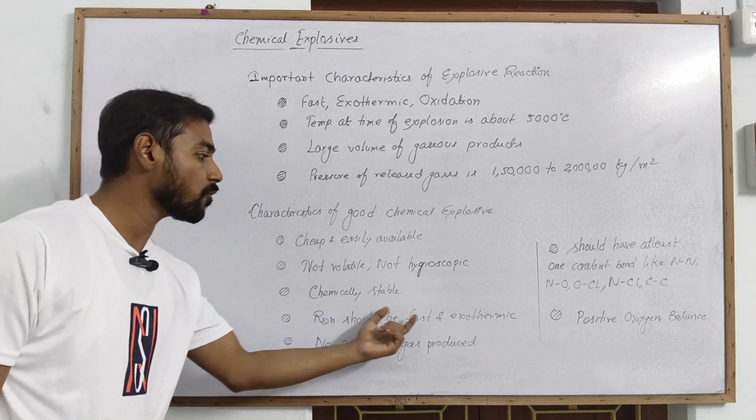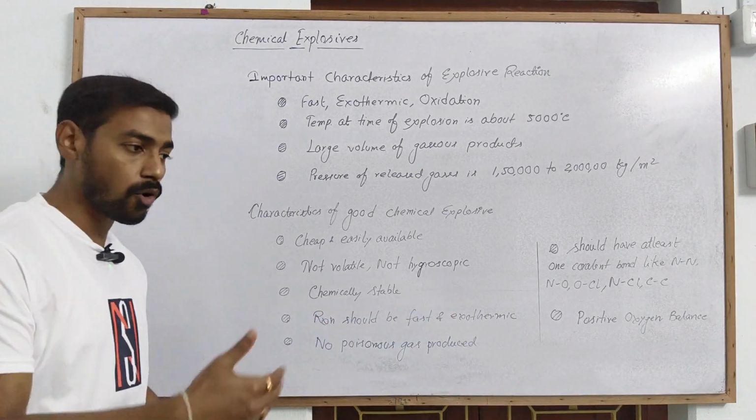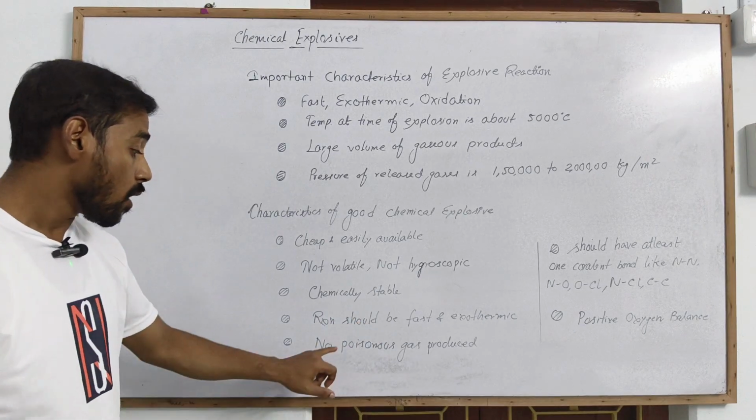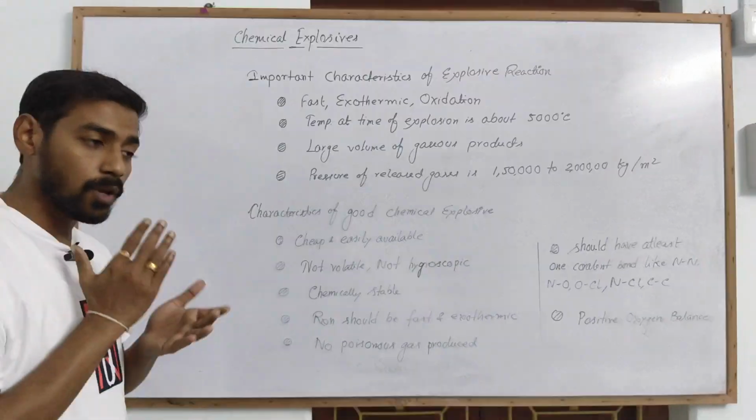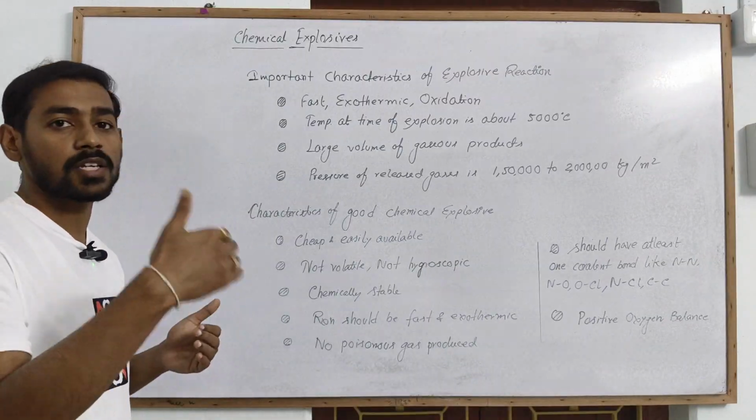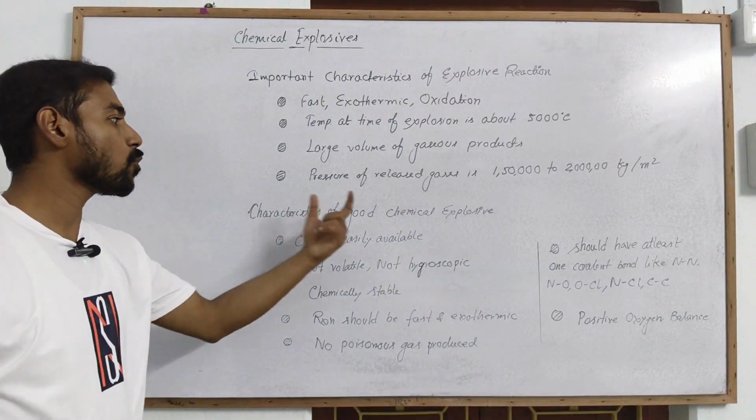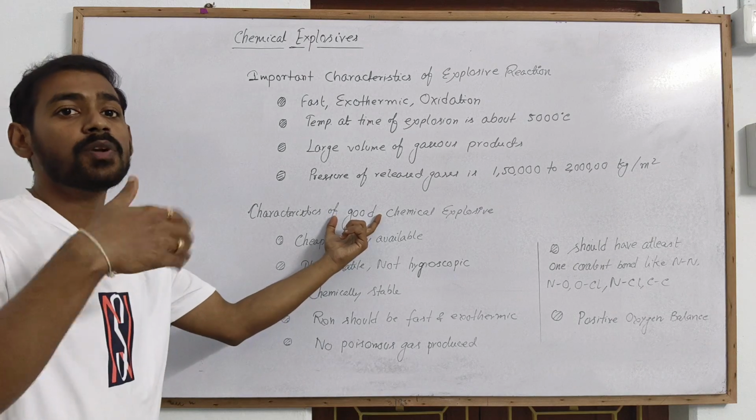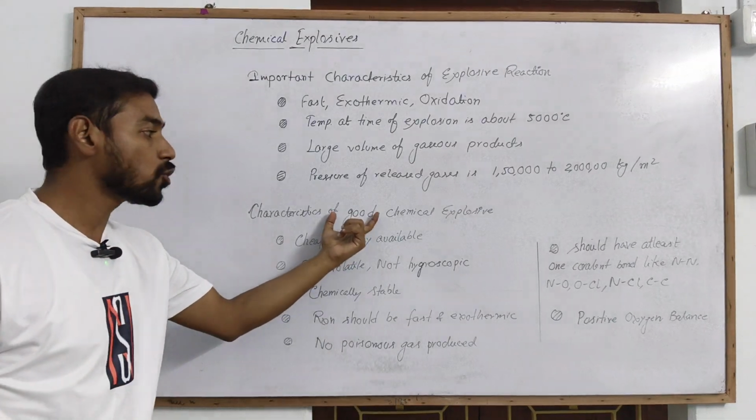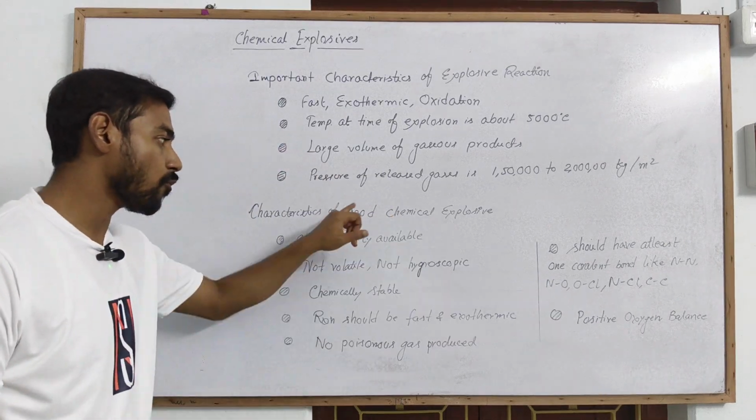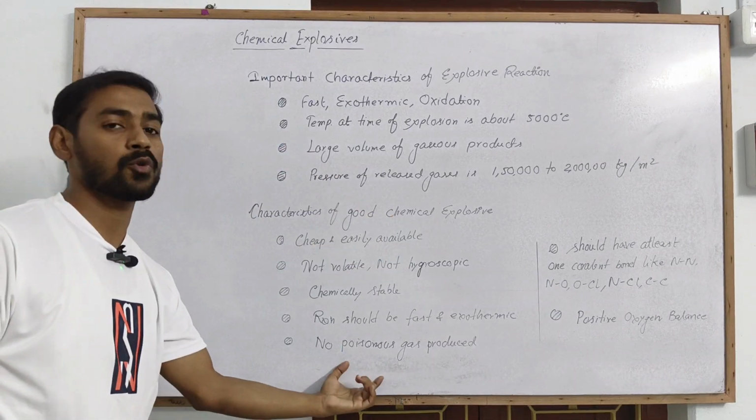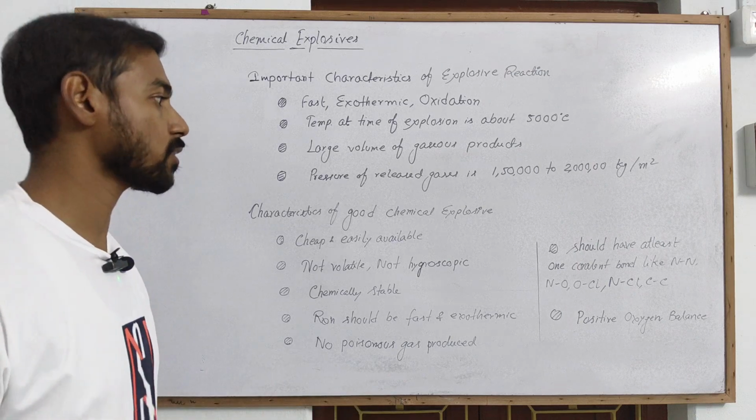Now the reaction should be fast, it should be exothermic. We have already come to know this point. The next point is that no poisonous gas should be produced, because if any kind of poisonous gas is produced, then the explosive will not be good in nature. It should be destructive in nature, right? It should be named as a destructive chemical explosive. So for a good chemical explosive, it should not produce any kind of poisonous gas.